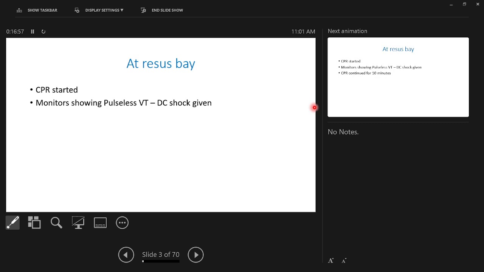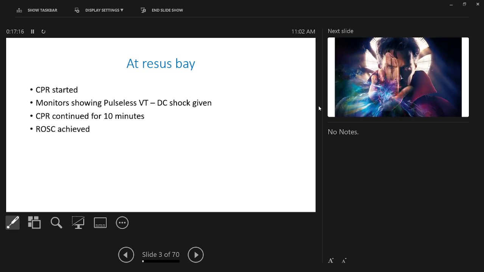The most important components of the ACLS cardiac arrest algorithm are high quality CPR and early defibrillation. So you have to give early defibrillation with 200 joules. Then you have to continue chest compressions for 2 minutes, then assess the rhythm. The CPR was continued for 10 minutes and ROSC was achieved. Because of the basic components of high quality CPR and early defibrillation, we achieved ROSC.